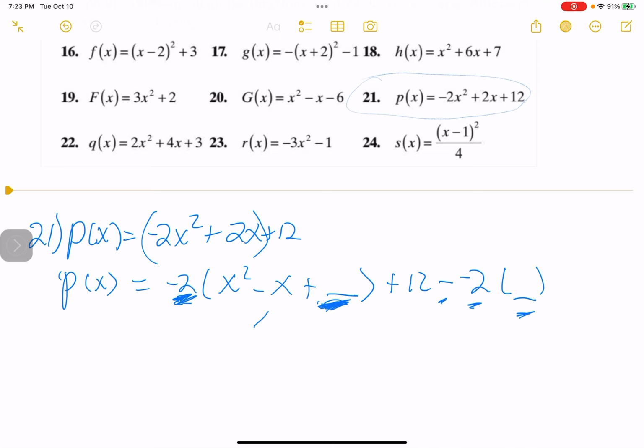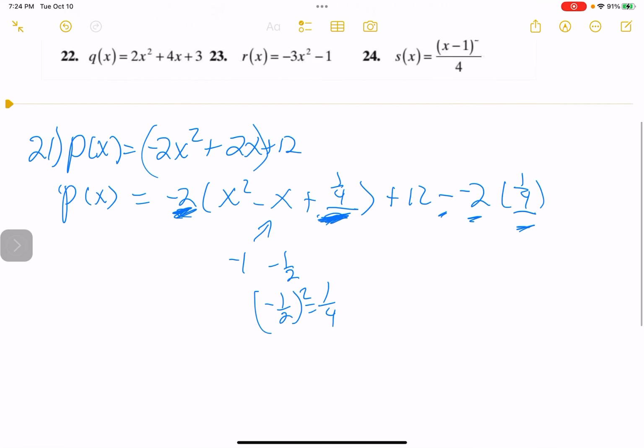So we first look at the coefficient of the linear term, the one where the variable has a power of 1, and that is negative 1. Negative 1 divided by 2 is negative 1/2. We take that negative 1/2 and square it, and we get 1/4. So I'm going to be adding 1/4 in here and 1/4 in here. And what does this really do? We have p of x equals negative 2 times x minus 1/2 squared.